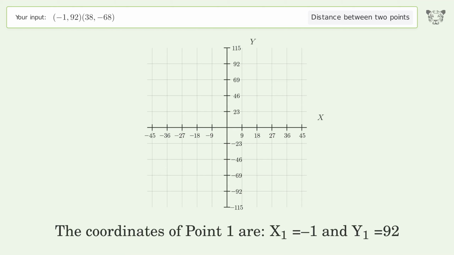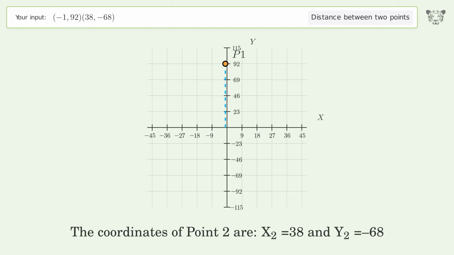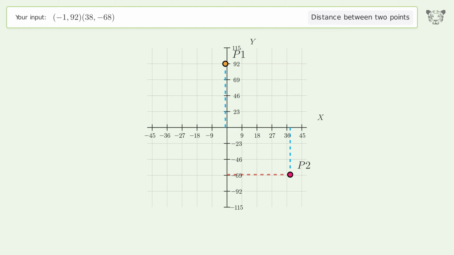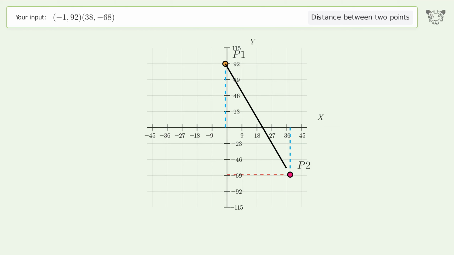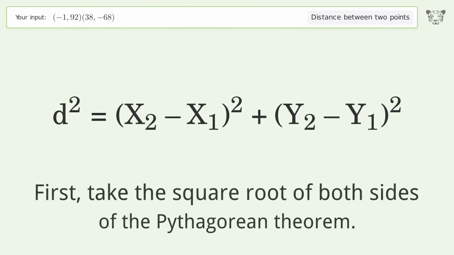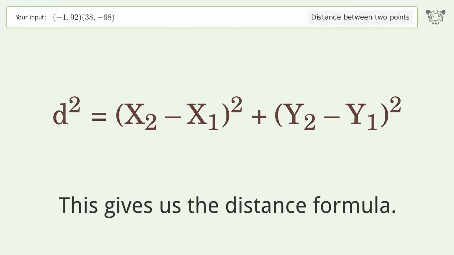The coordinates of point 1 are, x1 equals -1 and y1 equals 92. The coordinates of point 2 are, x2 equals 38 and y2 equals -68. D is the distance between the 2 points. First, take the square root of both sides of the Pythagorean theorem. This gives us the distance formula.